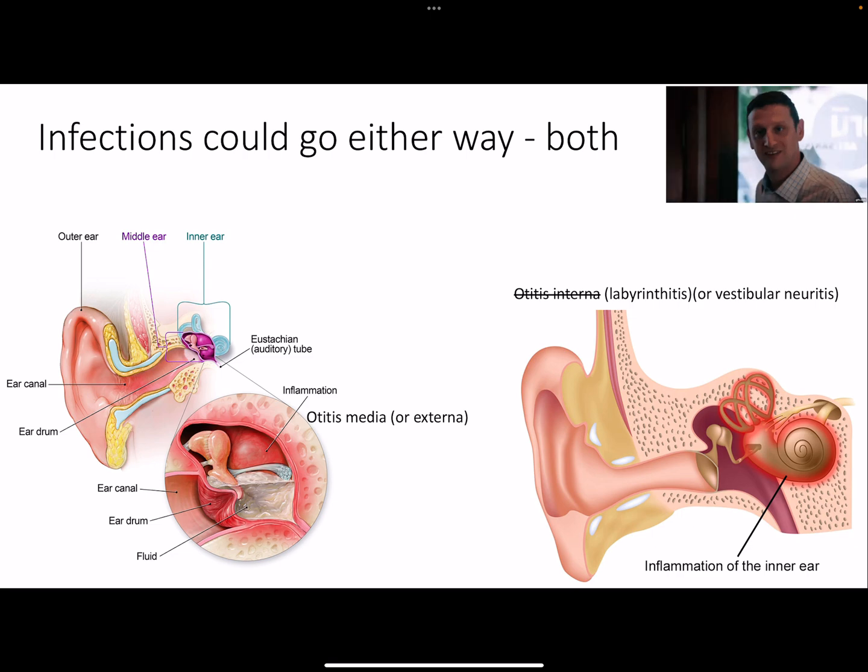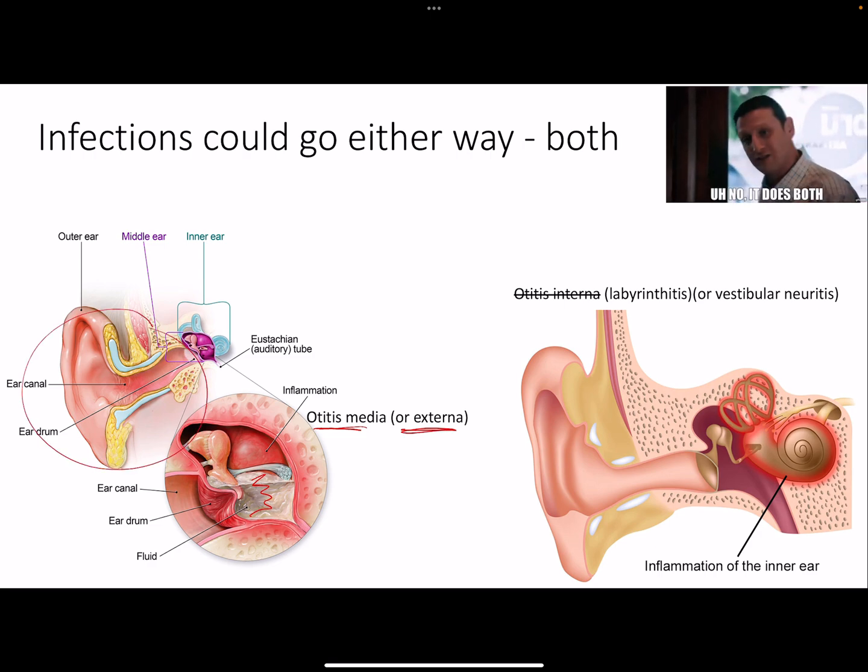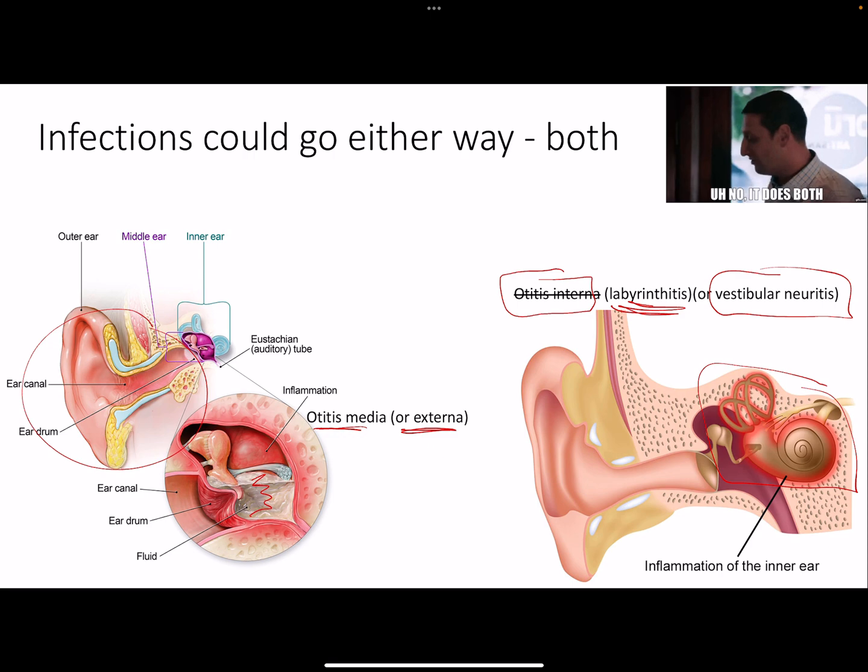Infections could go either way. Again, upper respiratory tract infections and swimming lead to infections. Now, are they sensory neural or conductive? They can be both. If you have a middle ear infection, fluid can build up here, and this is otitis media. It could also be otitis externa if it's in the ear canal over here. What about over on this side? If we have an infection of the inner ear, you do not call this otitis interna. You call this labyrinthitis. It's also called vestibular neuritis, and it can affect hearing and the vestibular system.